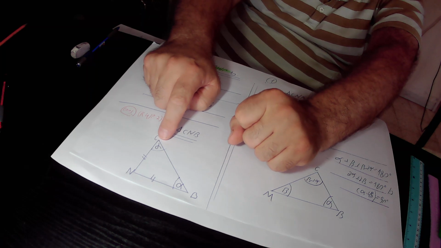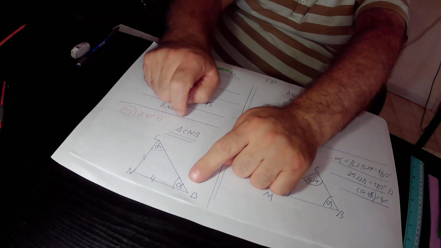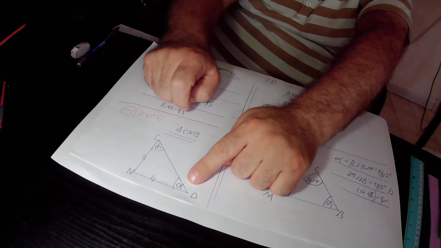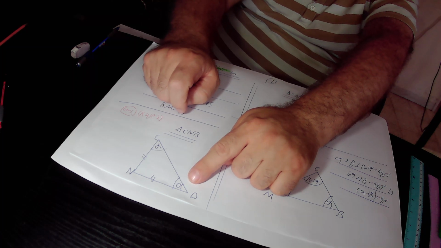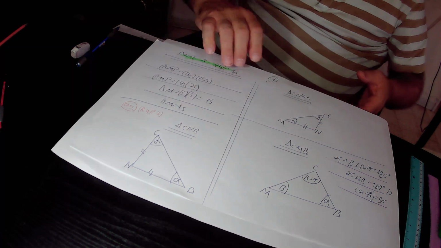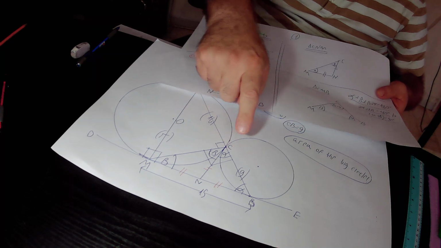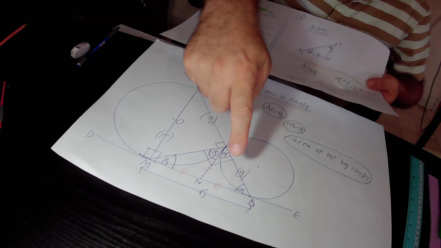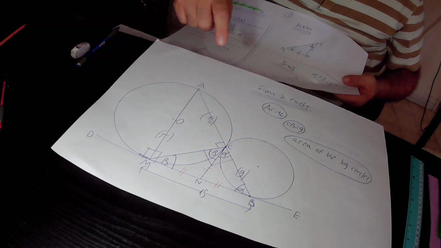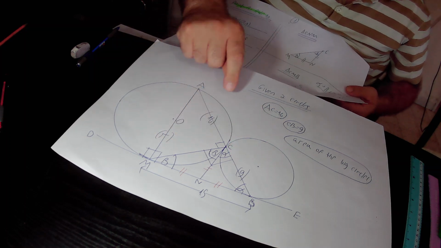So if the size of this angle is alpha, then the size of this angle must also be equal to alpha, because they must be equal to each other according to the rule that I mentioned. So we actually found out that angle NCB is equal to alpha, and angle CBN is also equal to alpha. In the next step, we join points C and M together by a straight line.